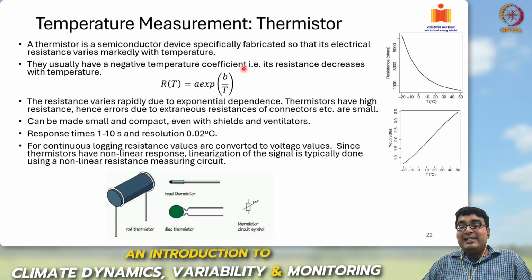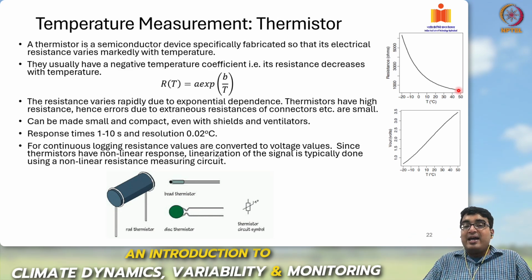They usually have a negative temperature coefficient, that is, resistance decreases with increasing temperature. So, resistance, this is electrical resistance mind you, as a function of temperature is like A exponential B by T. So, as temperature tends to infinity, this term goes to 0. So, it just becomes A, and at lower temperatures it is higher. Okay. So, as the temperature increases, the resistance falls.